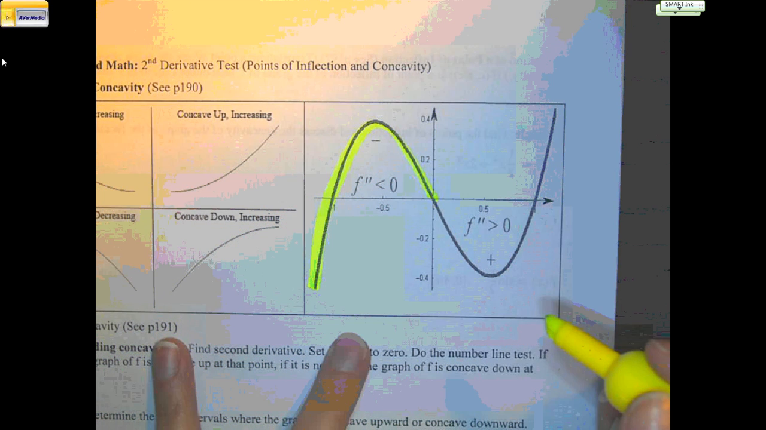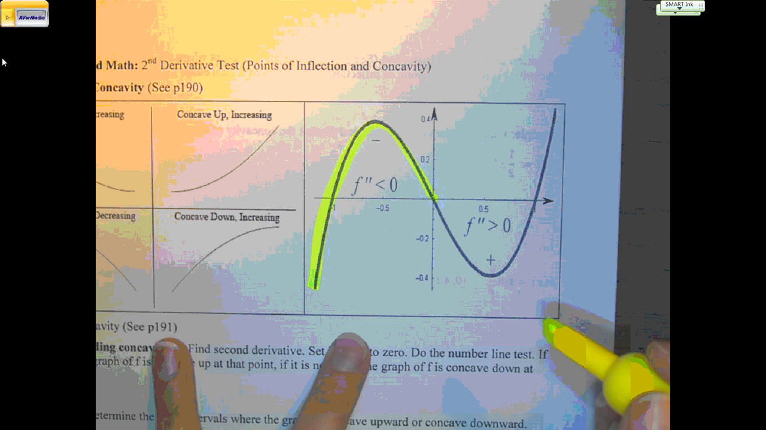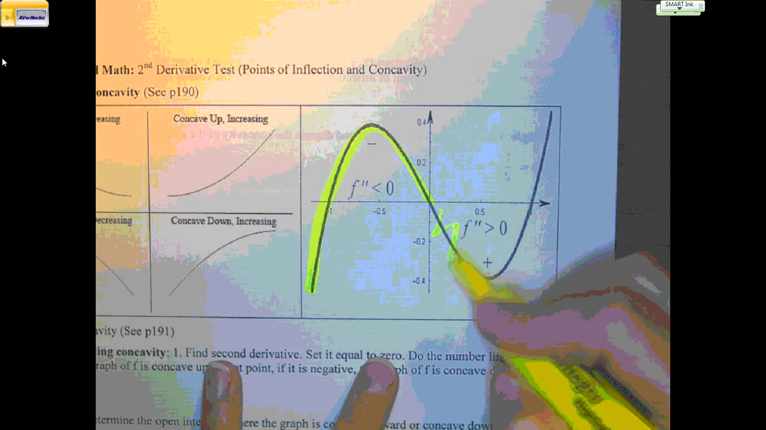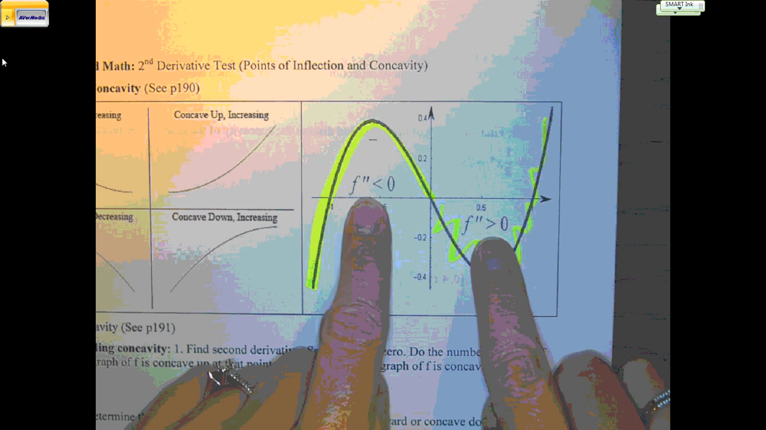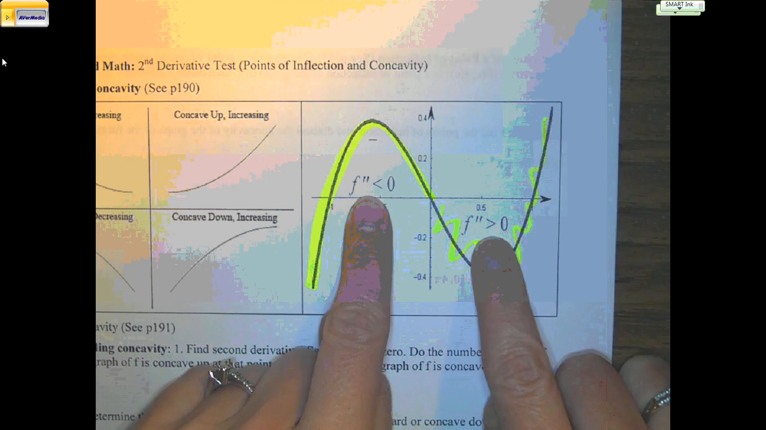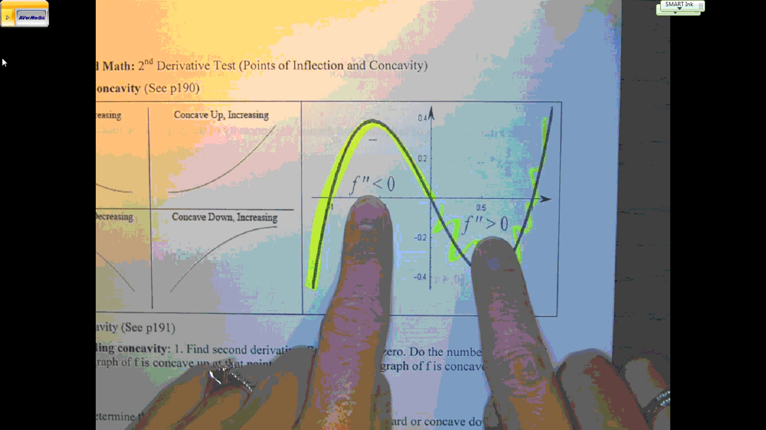Everybody on the left, what kind of concavity is that? Concave down, because it's part of a frowny face. And everybody on the right is concave up. And notice what it says in here. F double prime means what? Second derivative. Concavity comes from your second derivative.